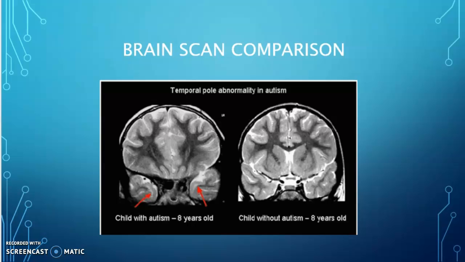The larger brain volume of a child diagnosed with ASD is said to be the result of a lack of pruning of the neural connections that would be occurring during early childhood.